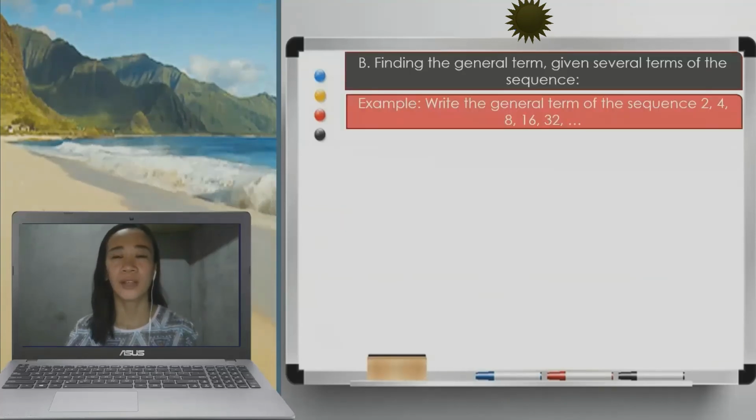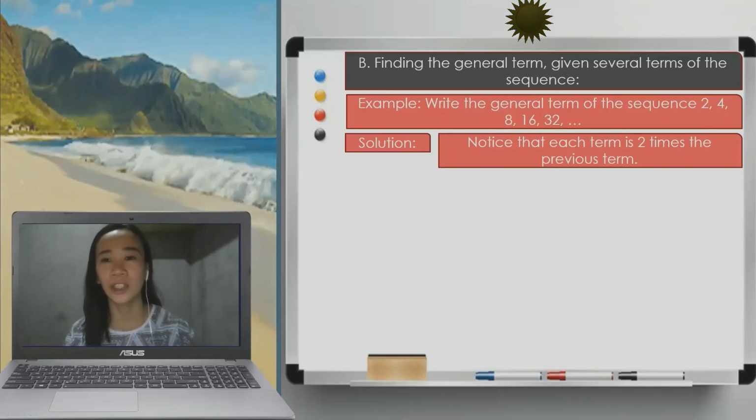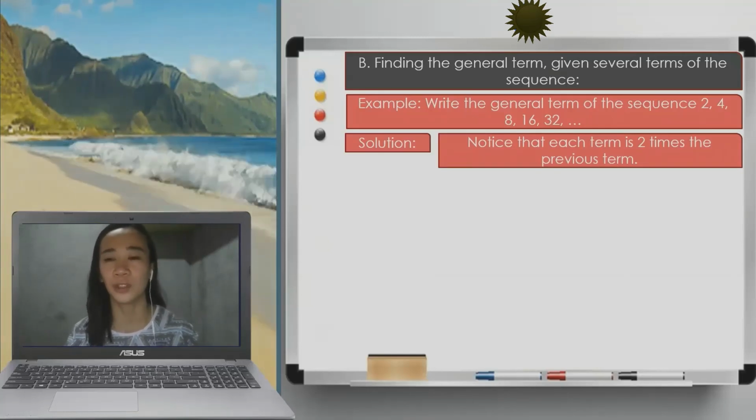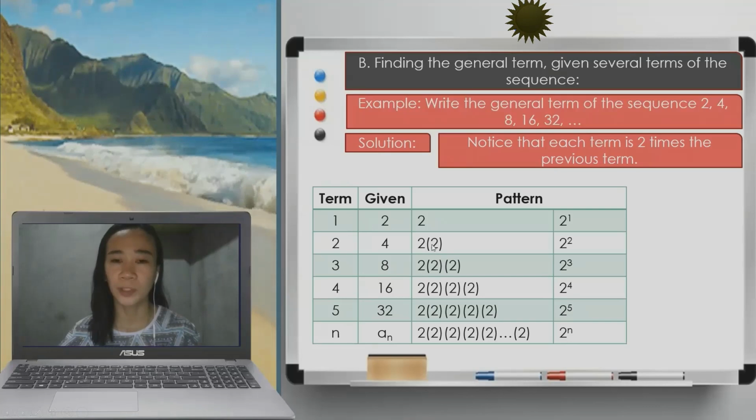Next example, write the general term for the sequence 2, 4, 8, 16, 32, and so on. Our solution here is, we notice that each term is 2 times the previous term. Then we have the first term is 2, second term is 4, third term is 8, and the fifth term is 32. And then we notice that each term is twice the previous term. So 4 is twice the previous term. 8 is also twice the previous term.